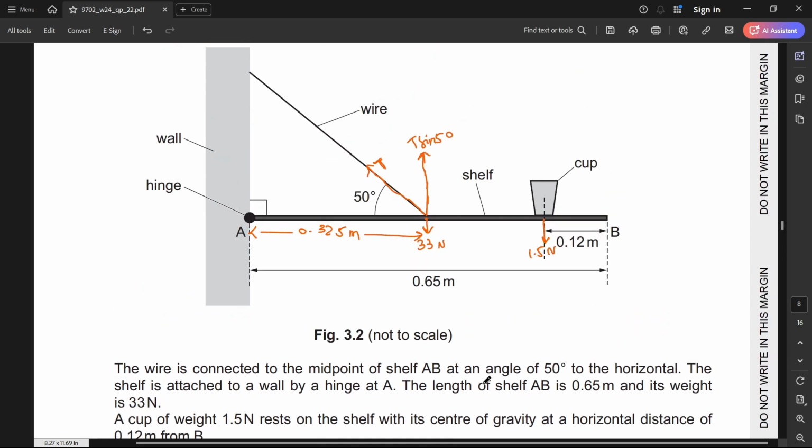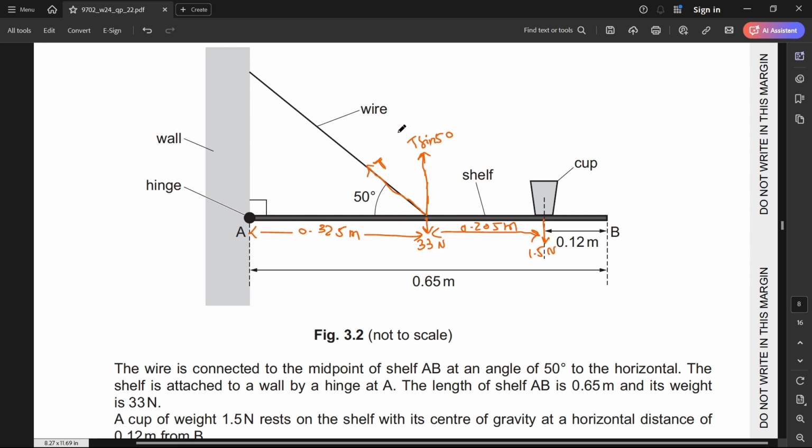Very simple question. If you are aware of the moment concept, that the anti-clockwise and the clockwise moments are going to be equal about point A, then this question is just a piece of cake. I'll just need to figure out this distance. So I know that this distance from the center till B is 0.325. So from the 0.325, if I take away 0.12, I am left with 0.205. So this distance is 0.205 meters.